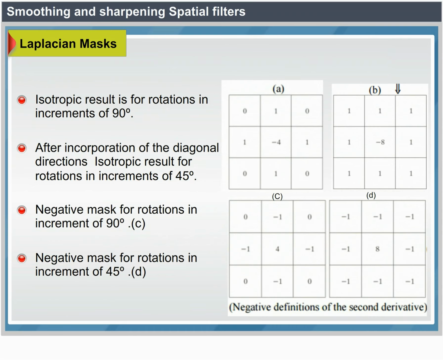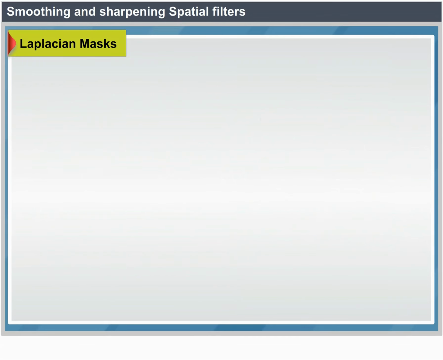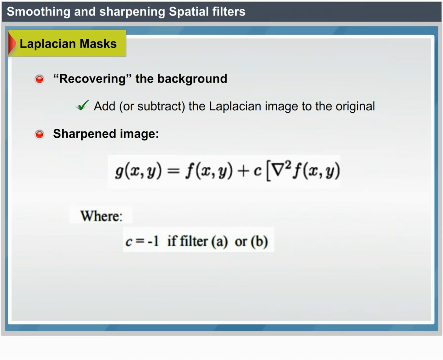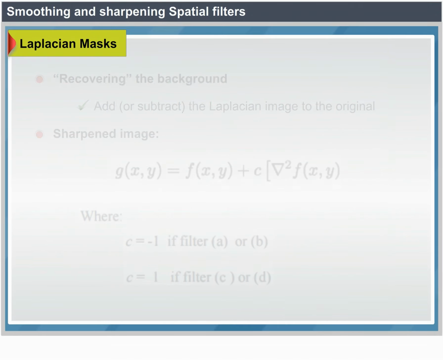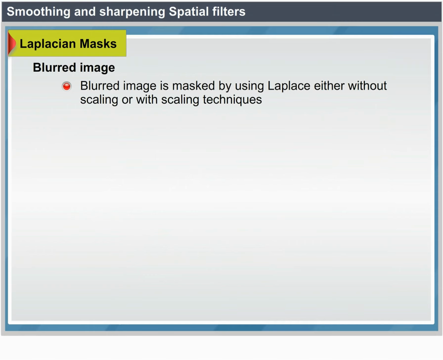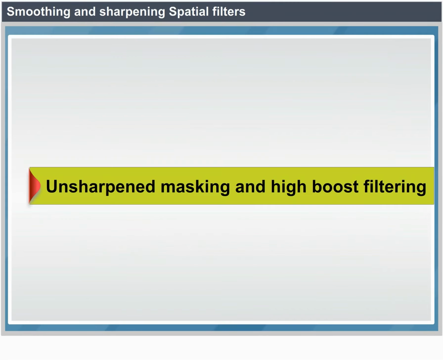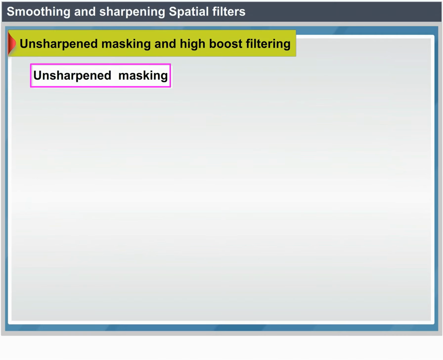Unsharp masking: blur the original image f of x, y. Subtract the blurred image f-bar of x, y from the original; the result is called the mask. The equations are as shown on screen. Add the mask to the original. The equations are as shown on screen. Sharpening and smoothing images: in this image, we can distinguish sharpened and unsharpened image. Graph of blurred, unsharp and sharpened signals.